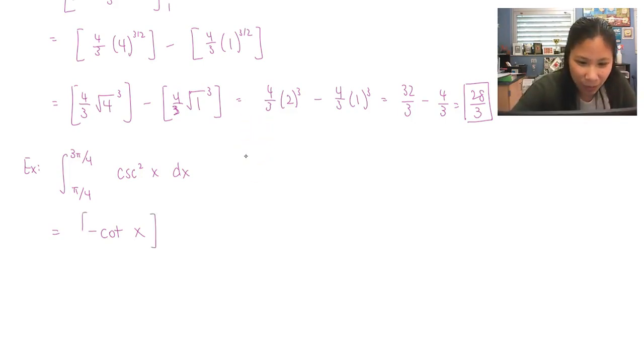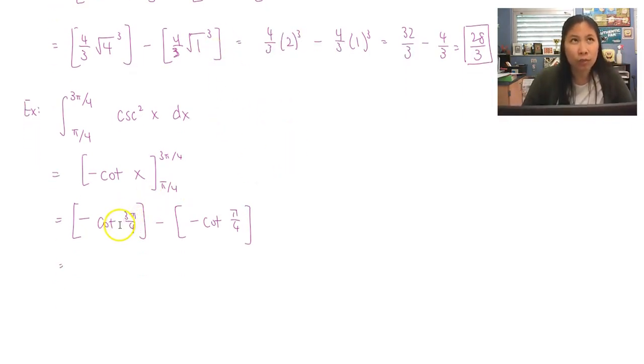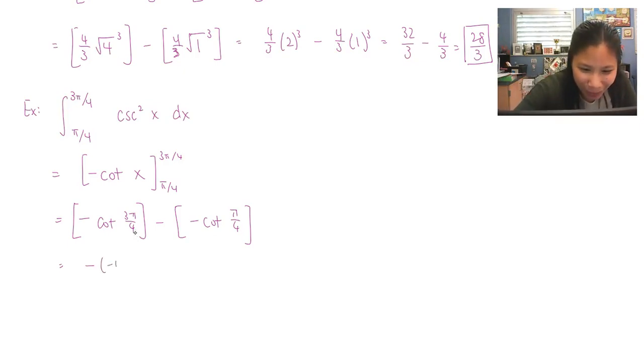So if I do the negative cotangent, then its derivative would be cosecant squared. Okay, so now I just need to plug in my endpoints of pi over 4 and 3 pi over 4. Cotangent is really just 1 over tan. So tangent of 3 pi over 4 is negative 1. 1 over that would be negative 1. So a negative of that would be a positive 1. Oh boy, there were a lot of negatives there.